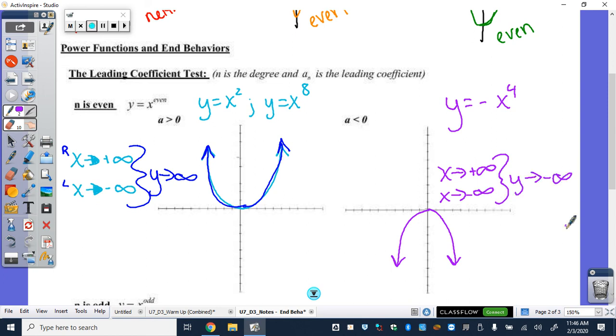So again, in our new fancy notation, as x goes to positive infinity, or as x goes to negative infinity, the graph y is going to negative infinity. So again, positive leading coefficient, even degree, up. Negative leading coefficient, even degree, going down. Both up, both down.